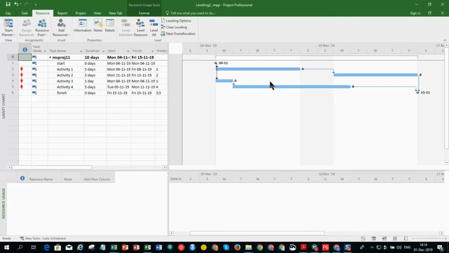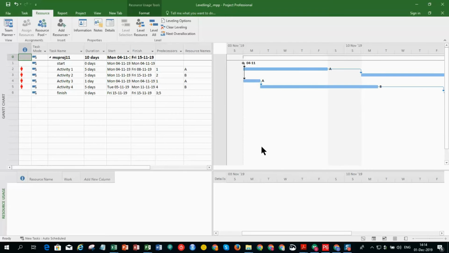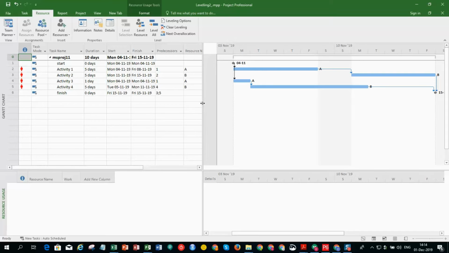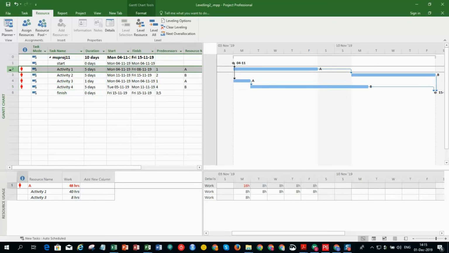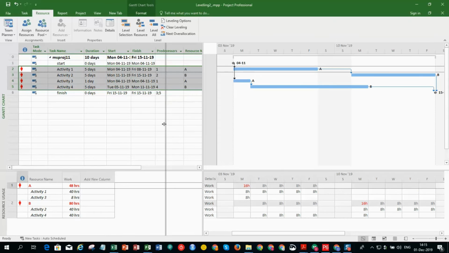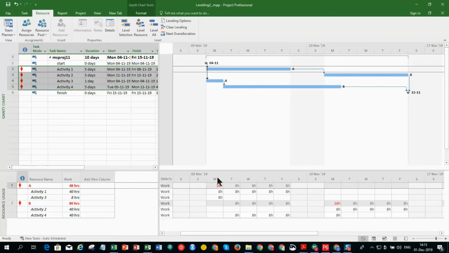If you look at such a simple project schedule, it only consists of 4 activities and 2 resources. You can see that resource A is assigned to activity 1 and 3, and resource B is assigned to activity 2 and 4. And you can also see that there are some resource over allocations here. For instance, in this day, resource A is over allocated, and in this day, resource B is over allocated.